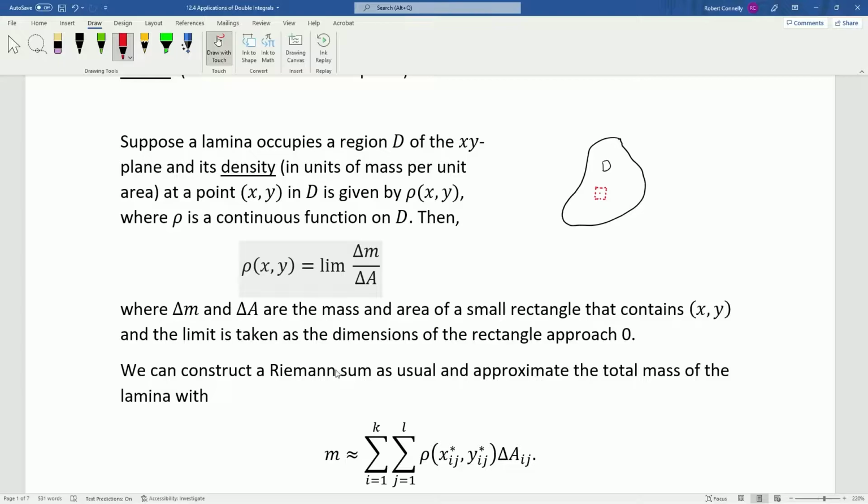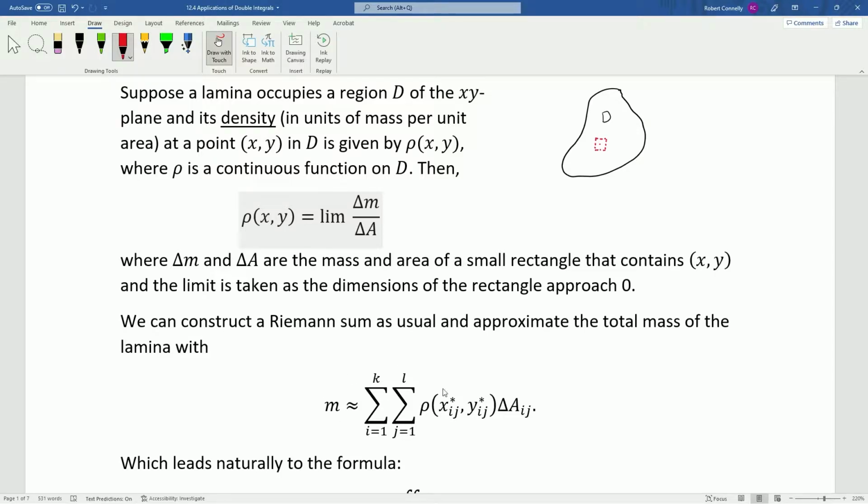So we can construct a Riemann sum as usual and approximate the total mass of the lamina by taking a double sum of the density times the area of each corresponding rectangle. So the density at a point times the area of the rectangle that contains that point. This kind of double sum is like dividing your region into a bunch of columns and rows, and summing all the rectangles in one row as the inner sum. Then you move to i equals 2, and the inner sum becomes the next row. Then i equals 3 makes you sum this row, and so forth.